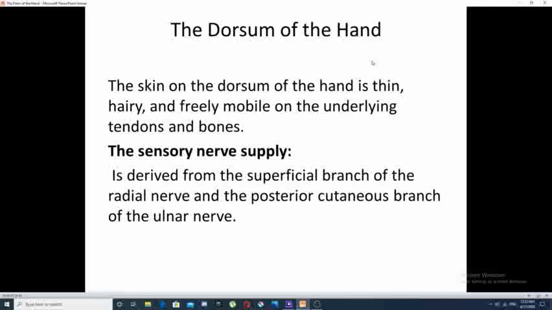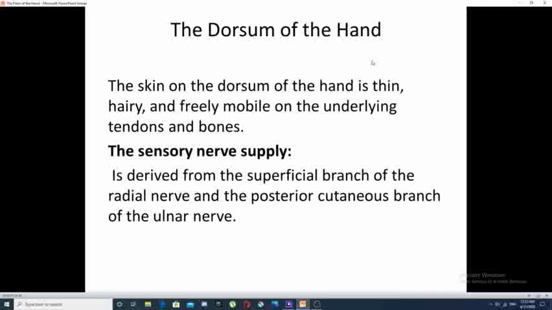Assalamu alaikum. Today we will start our discussion of the dorsum of the hand. Skin on the dorsum of the hand is thin, hairy and freely mobile on the underlying tendons and the bones.